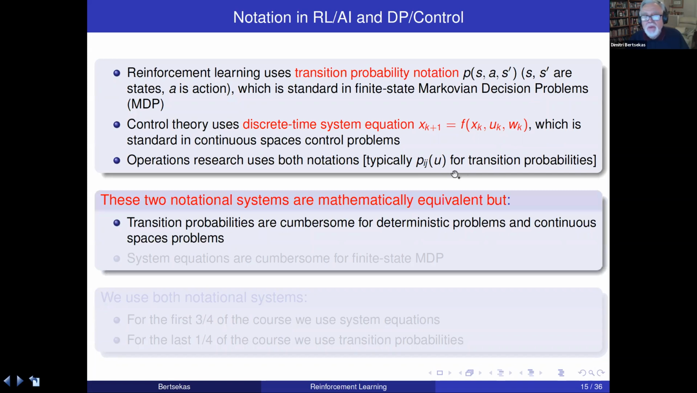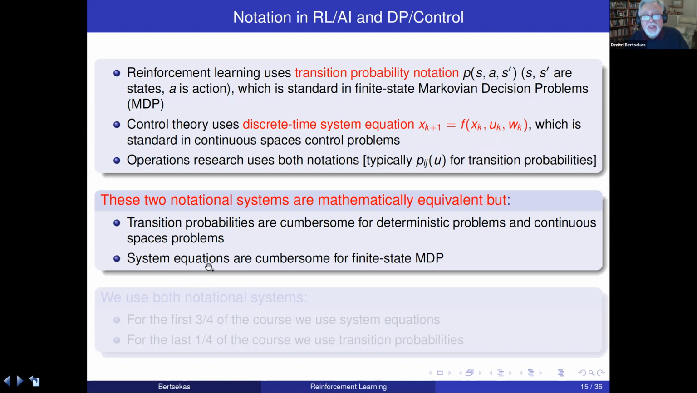Now, the important thing to remember is that these notational systems are mathematically equivalent. Anything that you can write in one notation, you can write in the other notation also. On the other hand, transition probabilities are very cumbersome for deterministic problems and also for continuous spaces problems. And here's the reason. In deterministic problems, there are no probabilities, okay? The transition from one state to the next under a given control is deterministic. There are no probabilities involved. So to start with probabilities confuses the situation very much.